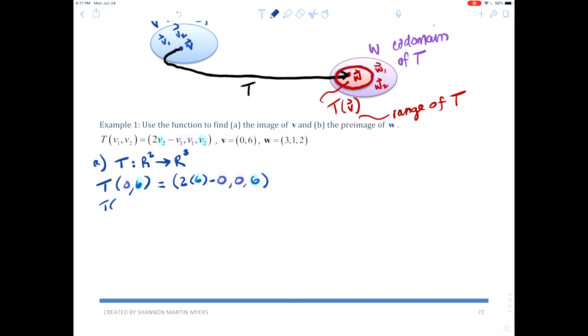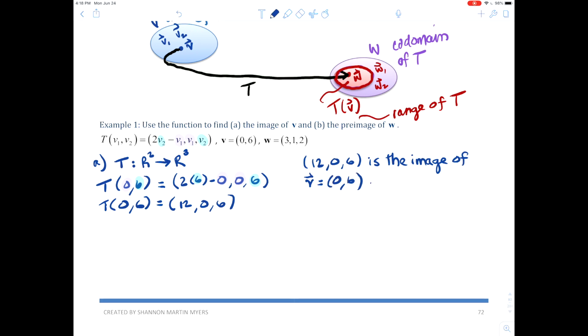So then what do we get? We get T at (0, 6). So when I put in the pre-image (0, 6) to T, I'm going to get out the image (12, 0, 6). Cool? So just so you can see what we found, the ordered triple (12, 0, 6) is the image of v equal to (0, 6) under the linear transformation.